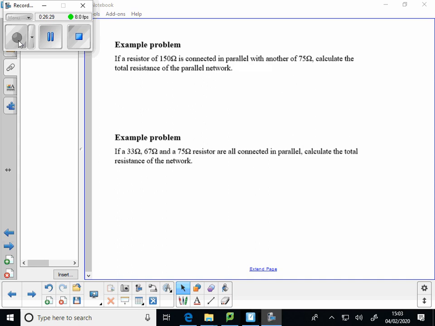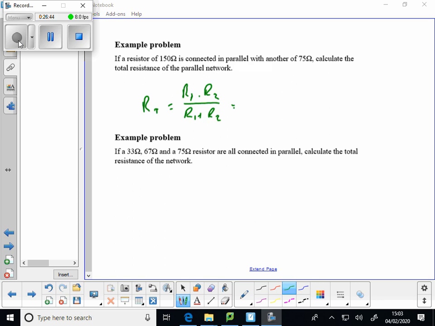Right, where are we going with the first one? RT, product over sum. So R1 times R2 over R1 plus R2, that's 75 times 150 over 225 equals 50. And that fits in with our little rule that the total is lower than the smallest one, because our smallest is 75 and the total is 50. Second one, how are we doing it?